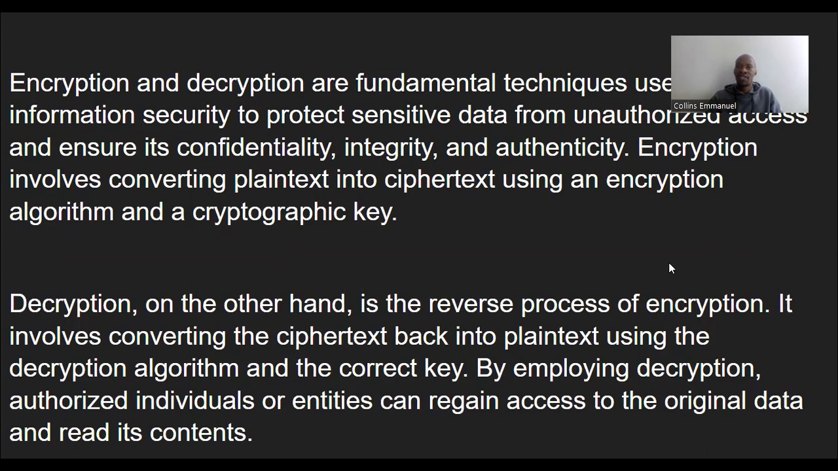Encryption involves converting plain text into ciphertext using an encryption algorithm and a cryptographic key. While decryption, on the other hand, is the reverse process of encryption. It involves converting the same ciphertext back into plain text using the decryption algorithm and the correct key. And by employing decryption, authorized individuals or entities can regain access to original data and read its contents.